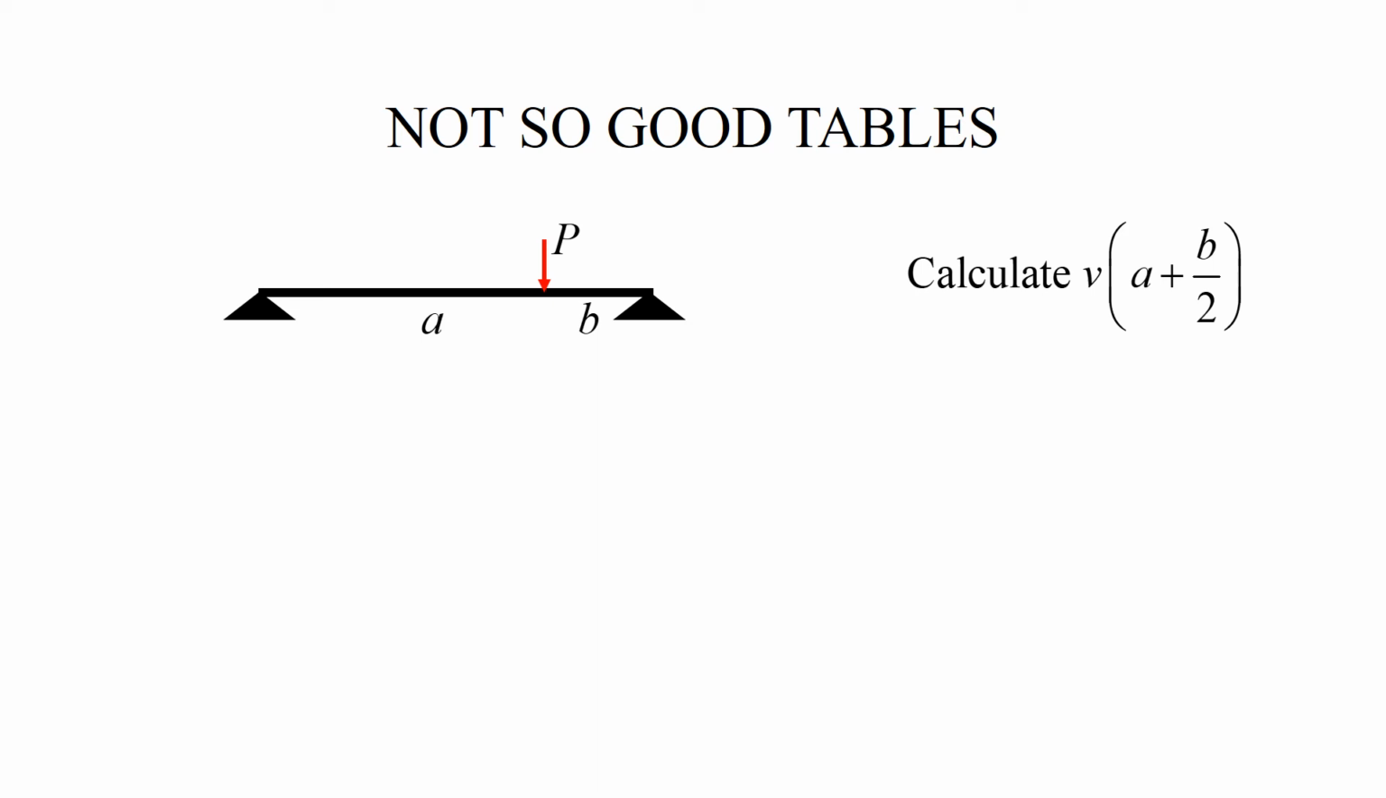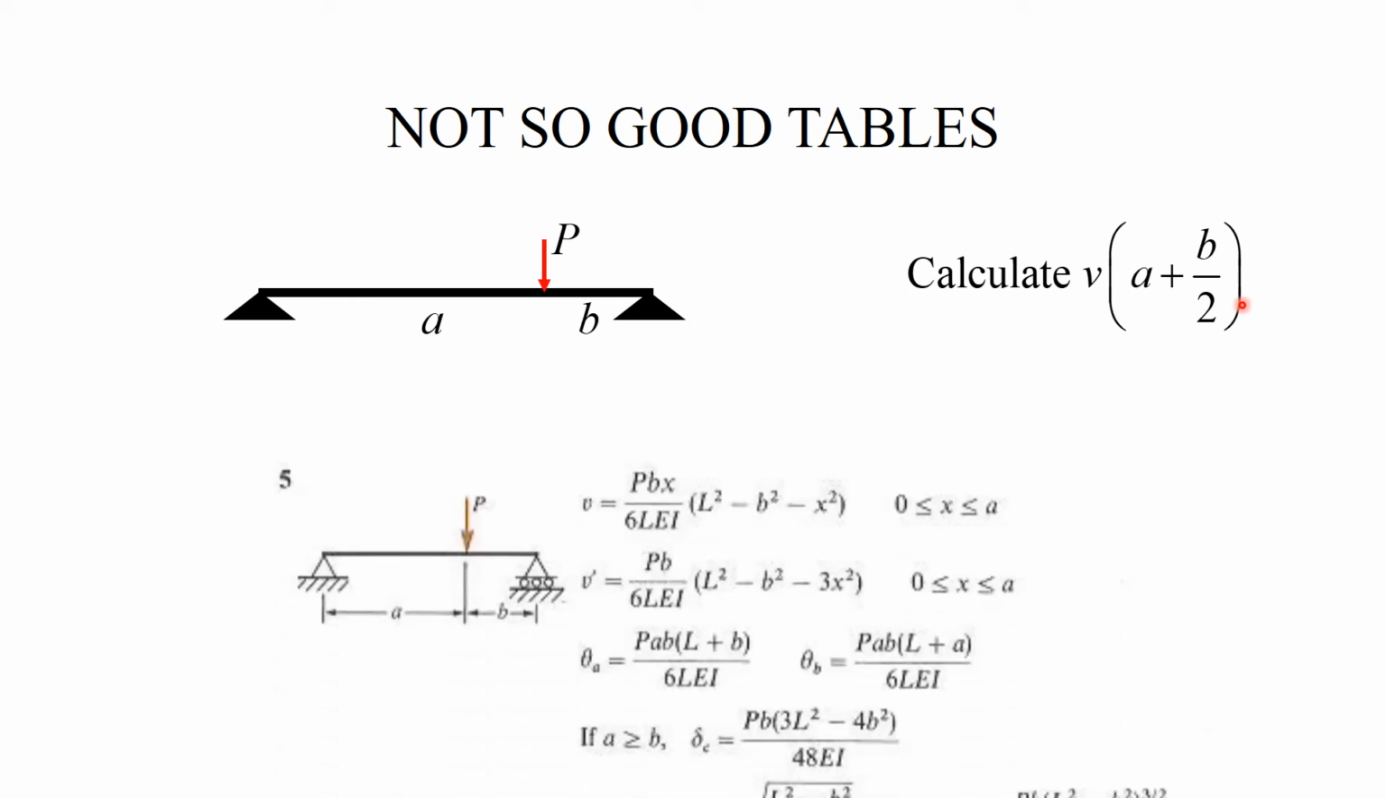Let us look at a problem which is a little bit trickier. My problem here involves a simply supported beam loaded by a force P somewhere in the middle. a and b are given. Their sum is, of course, L. And I am interested in computing the deflection at a point in the middle of the right span. So at a plus b over 2.